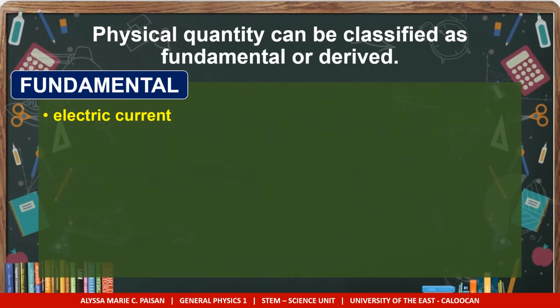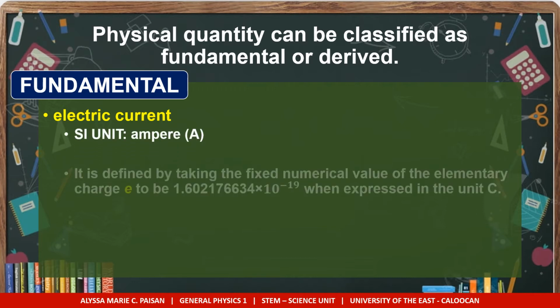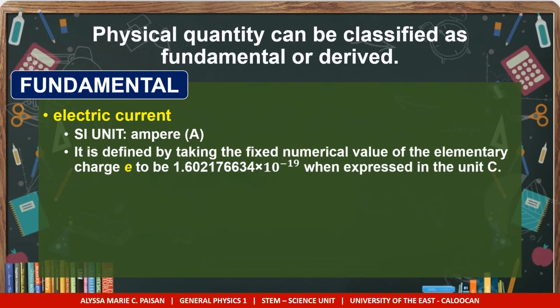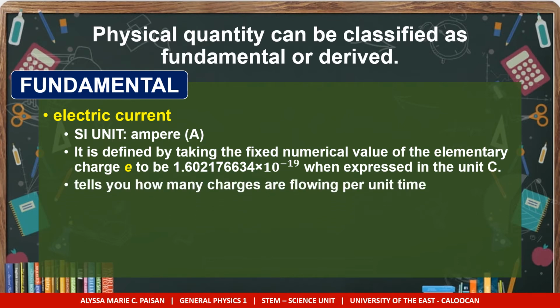Electric current has the SI unit ampere, represented by capital letter A. It is defined by taking the fixed numerical value of the elementary charge e to be 1.602176634 times 10 raised to negative 19 when expressed in the unit C or coulomb. Electric current tells us how many charges are flowing per unit time.